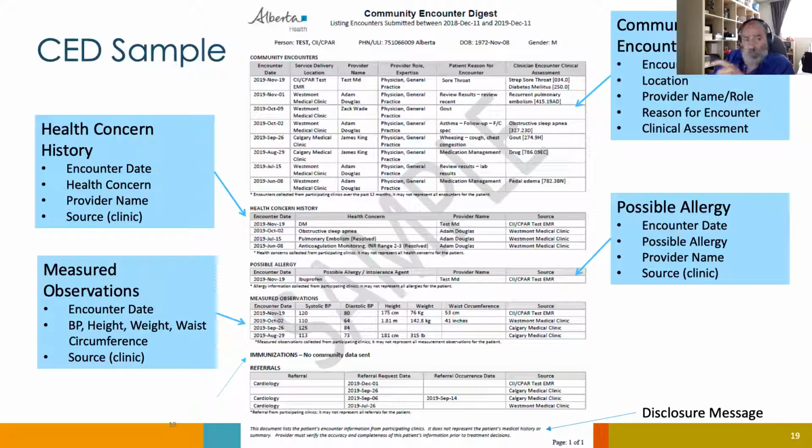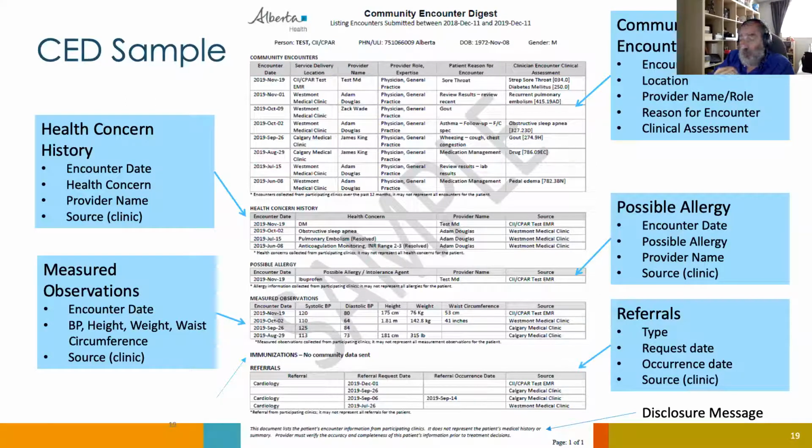Measured observations. A few basic vitals show up in the Community Encounter Digest: height, weight, blood pressure, and waist circumference. Also the date and the source. If a referral is made during the encounter, that also shows up here in the Community Encounter Digest. I'll show you where that comes from in MedAccess in a moment. And though our picture here doesn't have an example, immunization information also is fed to the Community Encounter Digest, and I'll show you where that comes from too.